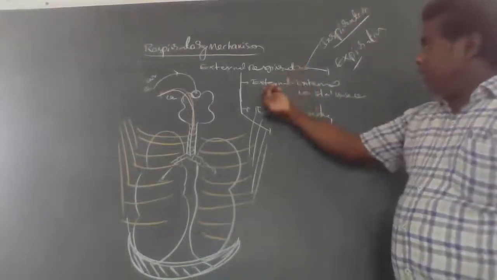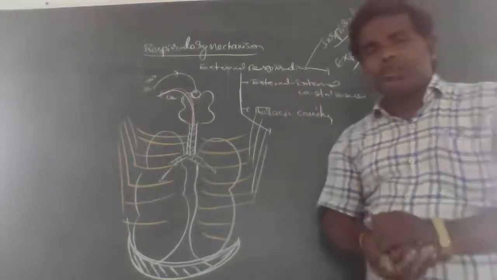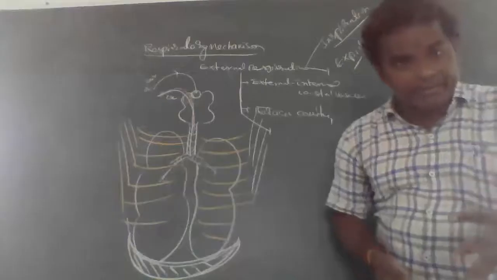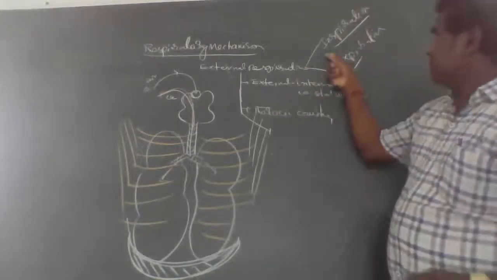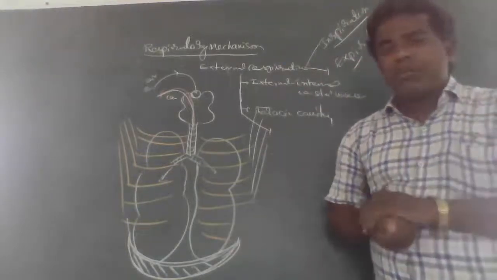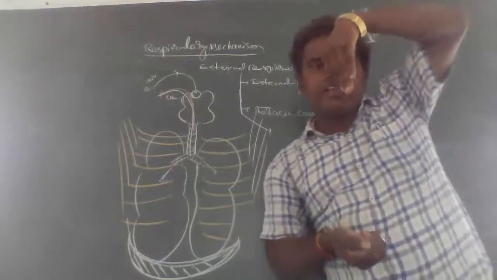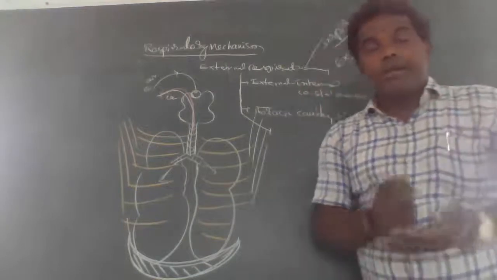But here, the intercostal muscles play a major role. Now, the mechanism of external respiration, the mechanism of inspiration. Inspiration means the environmental air, that is oxygen, enters into the lungs. That is called inspiration. How?